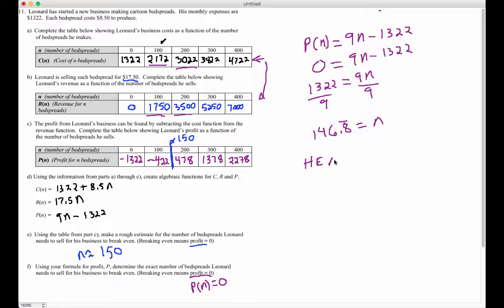So he needs to make... You can't make a partial bed sheet. That doesn't make any sense, right?